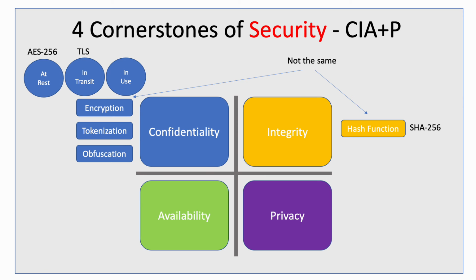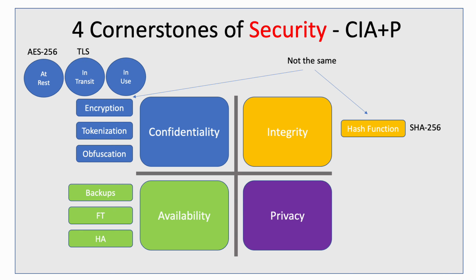And then the next cornerstone of security is availability. Through availability, we just want to ensure that systems are available all the time. And we can do this through backups. We can do this through fault tolerance. And we can also do this through high availability.